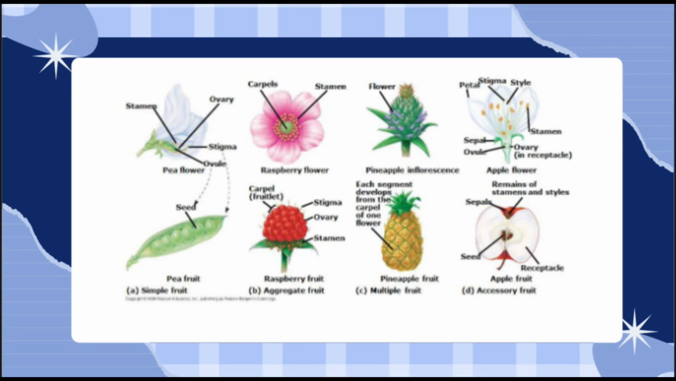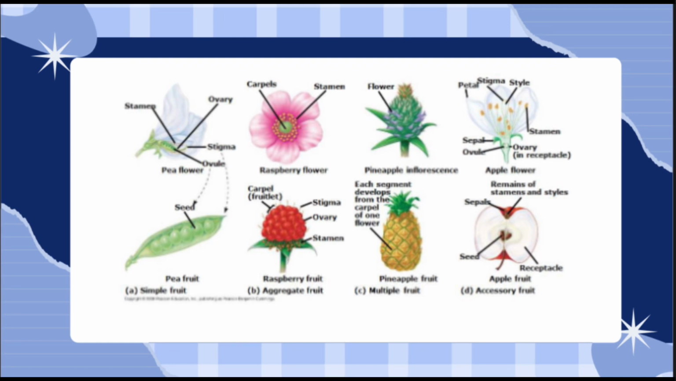In this photo, you will see the types of fruit from flower to becoming the fruit. Simple fruit for pea fruit, aggregate fruit for raspberry or strawberry, and then multiple fruit for pineapple, and then accessory fruit or false fruit. You will see how the flower goes to the seed and becomes a fruit.